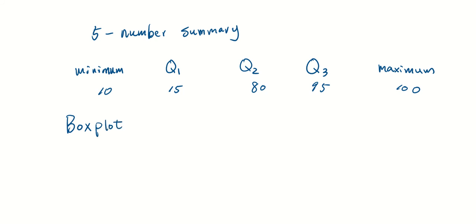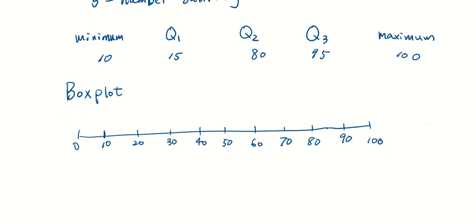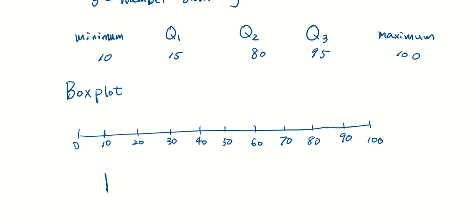Okay, so first let me mark those numbers on a number line proportionally. So if my 10 is here, 20 would be here, 30, 40, 50, 60, let's say 70, 80, 90, here's 100. Right. So my minimum, it's right here. Right. So it's 10. I'll mark it here. And my Q1 is at 15, which is right here. Q1. Okay, so it's 15.